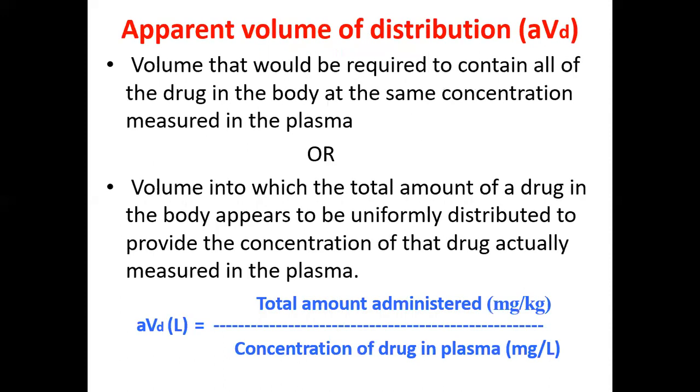So, apparent volume of distribution. It is the volume that would be required to contain all of the drug in the body at the same concentration measured in the plasma, or the volume into which the total amount of a drug in the body appears to be uniformly distributed to provide the concentration of the drug actually measured in the plasma. So apparent volume of distribution is calculated from the total amount of administered drug and the concentration of drug in plasma.